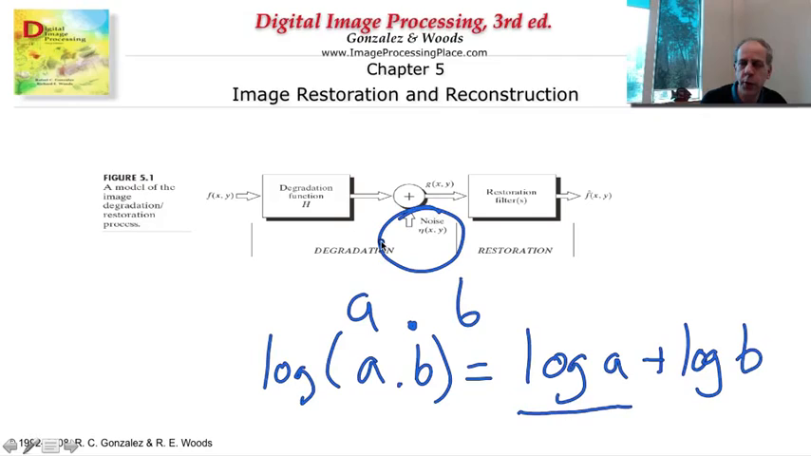What type of noise can we have in an image? Where do they come from?